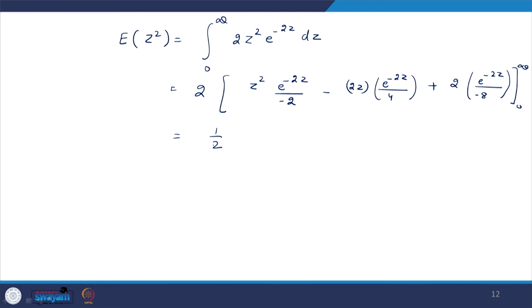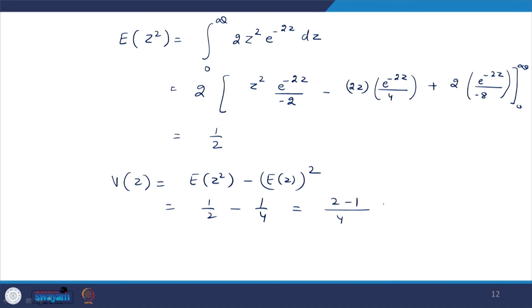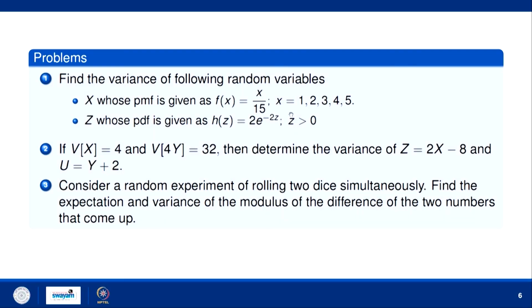So, what will be the variance of z finally? The variance of z, which is this expression, will be 1 by 2 minus 1 by 4, and that will be nothing but 1 by 4. So in this way we can find the variance of random variable z for this PDF.